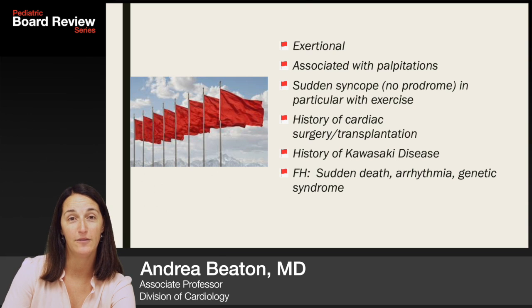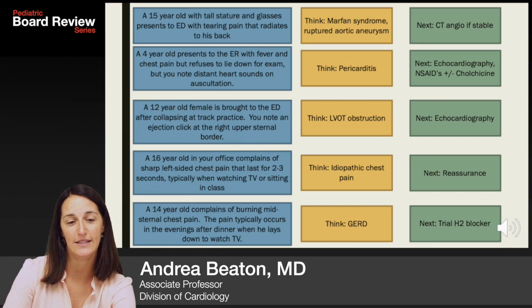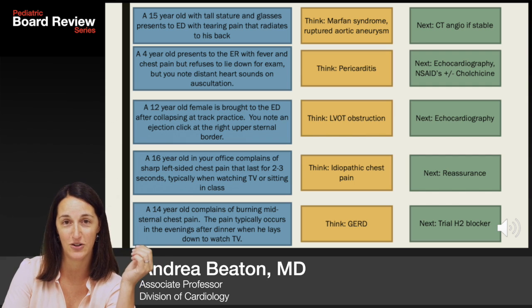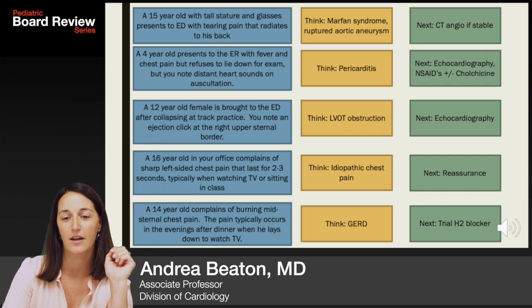To go over a quick few cases of things that you might see on an exam. So a 15-year-old with tall stature and glasses presents to the ER with a tearing pain that radiates to his back. You're thinking Marfan syndrome, ruptured aortic aneurysm. You get a CT angio.